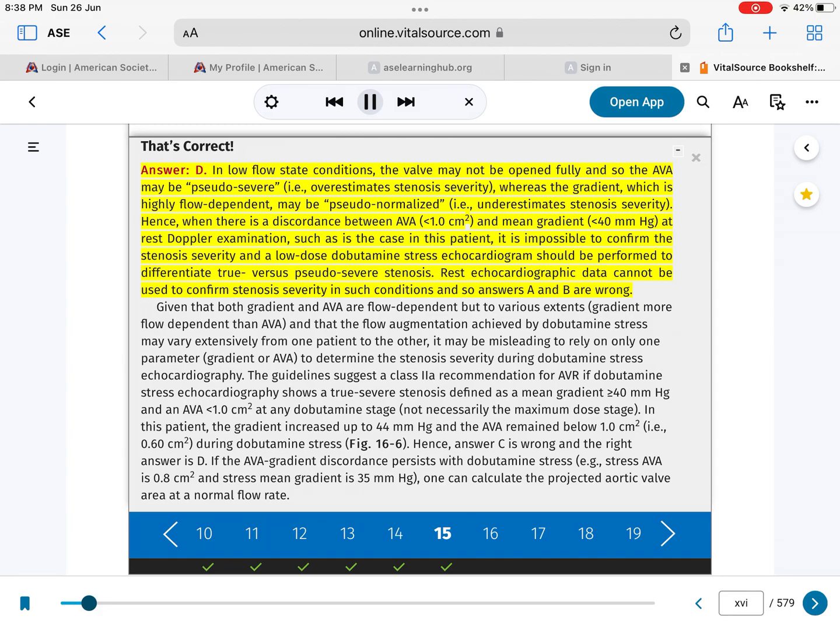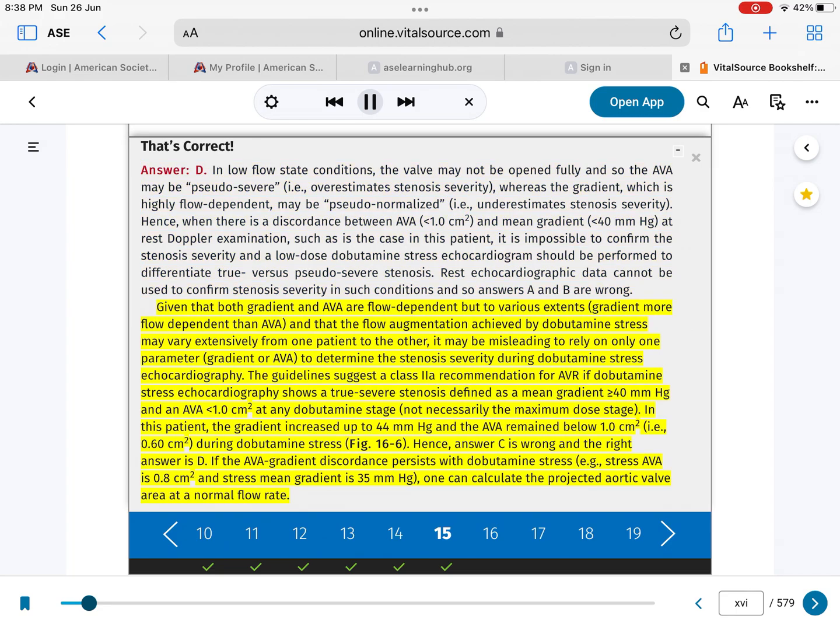Hence, when there is a discordance between AVA (1.0 cm2) and mean gradient (40 mmHg) at rest Doppler examination, such as is the case in this patient, it is impossible to confirm the stenosis severity and a low-dose dobutamine stress echocardiogram should be performed to differentiate true versus pseudo-severe stenosis. Rest echocardiographic data cannot be used to confirm stenosis severity in such conditions and so answers A and B are wrong.